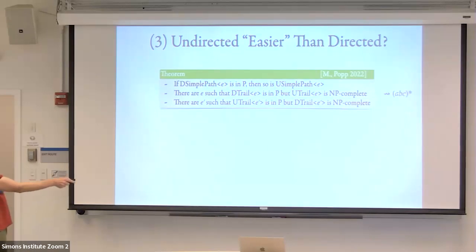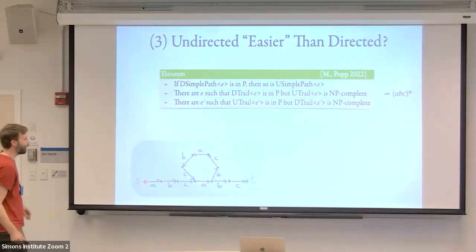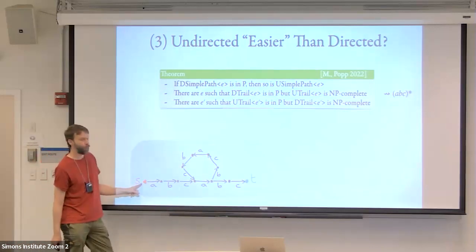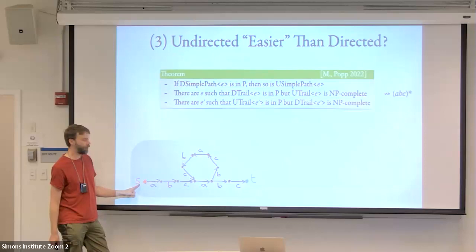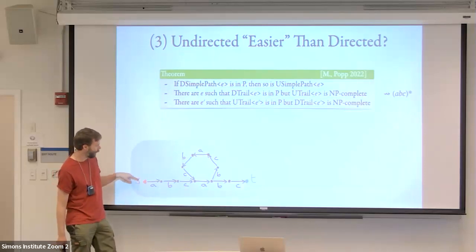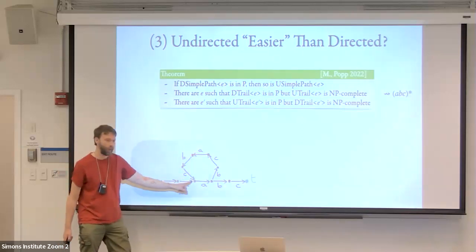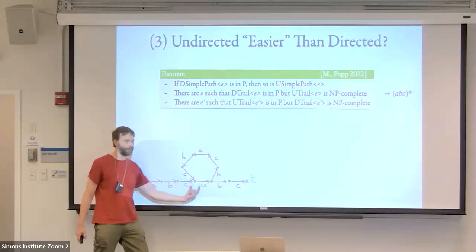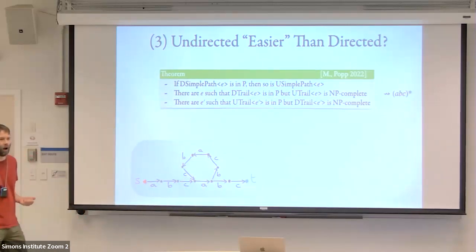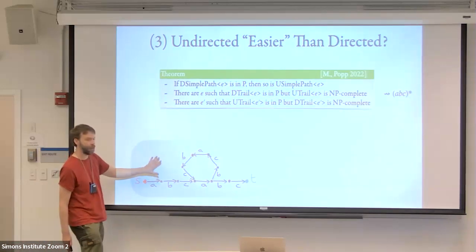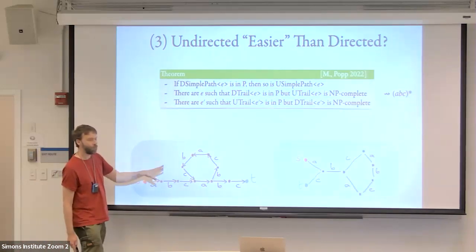This is one example of a language here. For directed trails, this is easy. Why? Because you can cut away loops without things getting hurt. If you have a trail that matches ABC star, and you cut out this loop, then due to the special labeling, you still have a path that is labeled ABC star. This argument works in the directed world, but not in the undirected world.